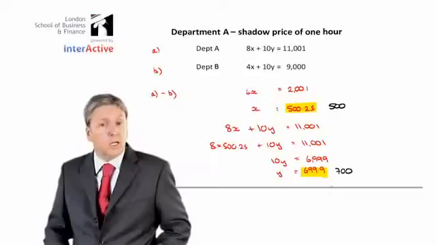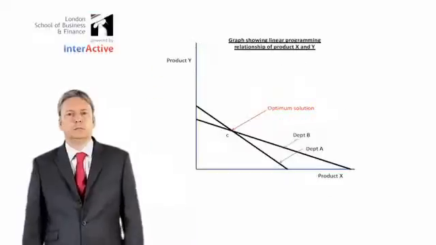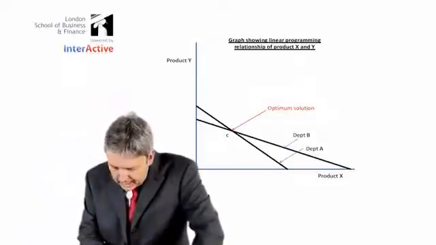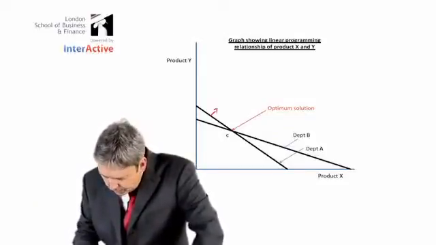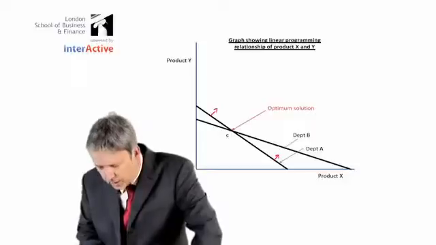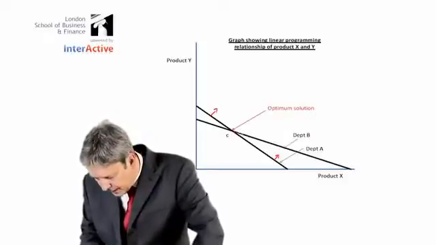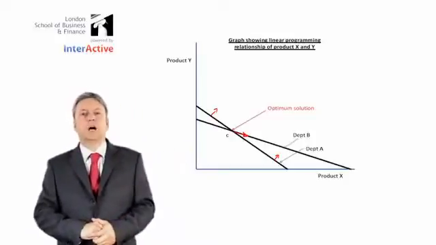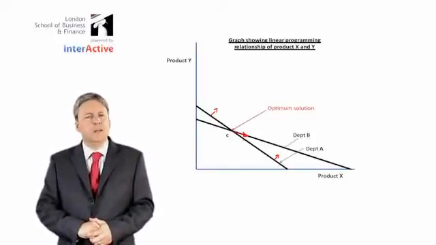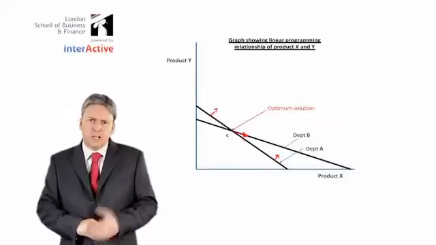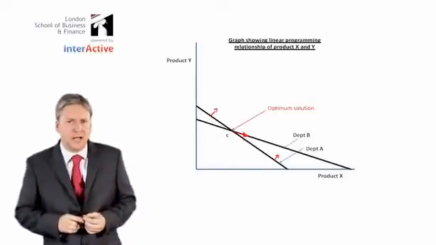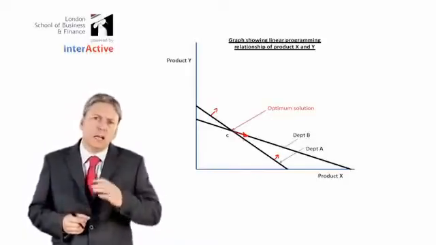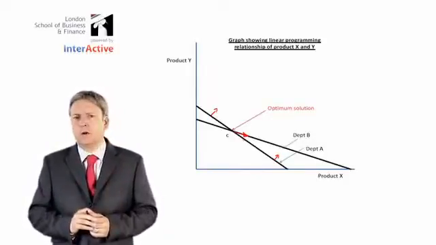What we could do is this sort of thing. We could suggest this sort of thing. As A pushes out in that direction, what is effectively happening is that the optimum solution is going to slide down the Department B line. And that's really what we're seeing, because as we increase the amount of hours in Department A, we're getting slightly more units of X and fewer units of Y, and that's what we see on the graph here.